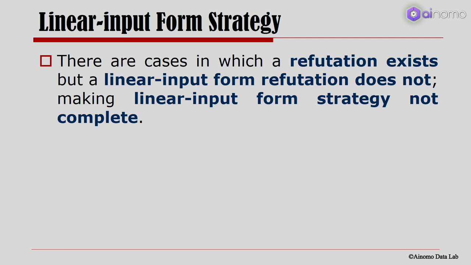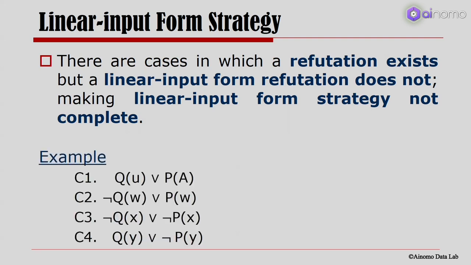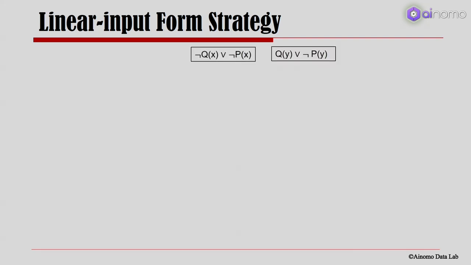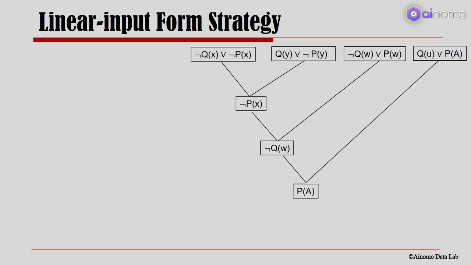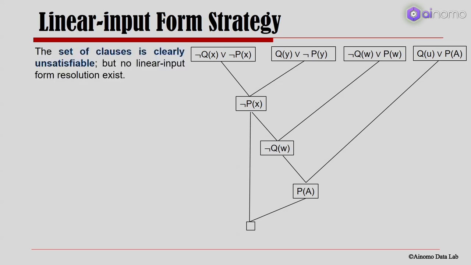In order to understand that, let us take an example here. So, here I have 4 clauses: Q of U or P of A, not Q of W or P of W, not Q of X or not P of X, Q of Y or not P of Y. Now, if you look for a refutation of these set of clauses, you can see that you have the set of clauses clearly unsatisfiable.